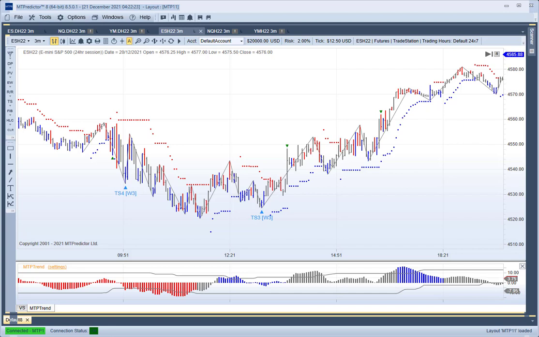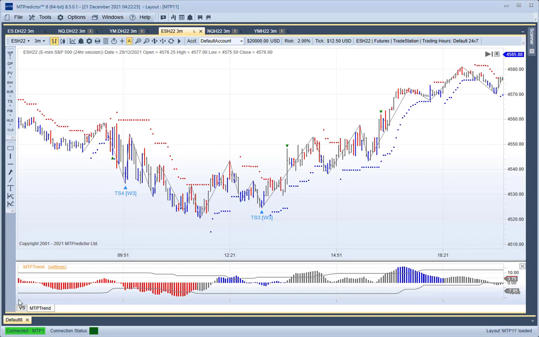In today's MTPredictor video, I'd like to take a look at a nice W3 or Wave 3 trade setup that unfolded yesterday on a 3-minute chart of the ES, just to show you how we use MTPredictor.